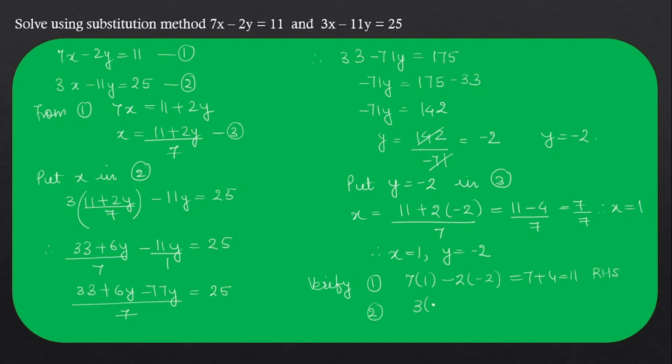Second, in place of x, 1, in place of y, minus 2: 3 plus 22, which is 25. So the second equation is also verified. Therefore, the solution is x is equal to 1 and y is equal to minus 2. I hope this method of substitution is clearly understood.